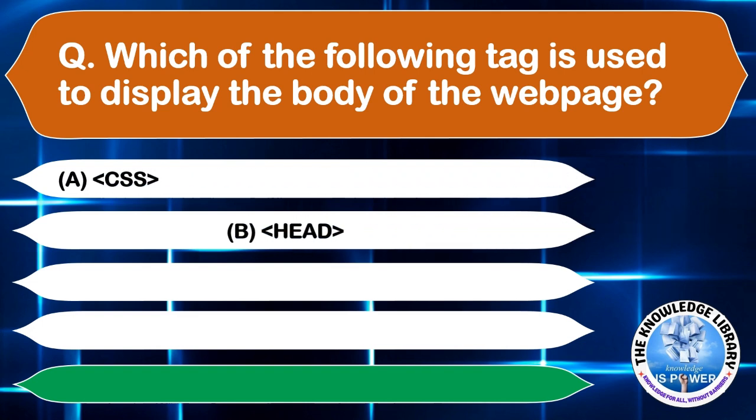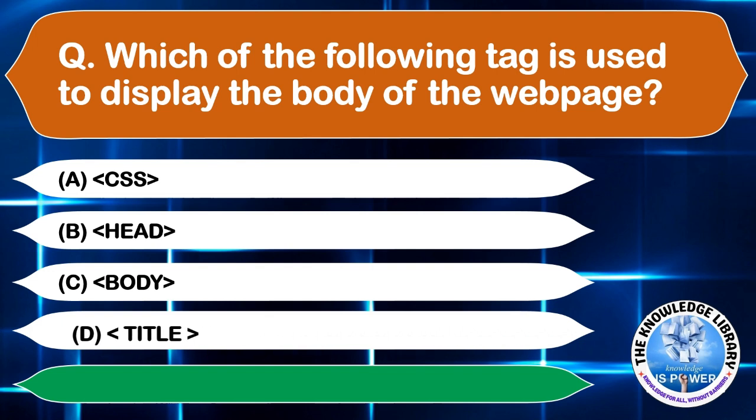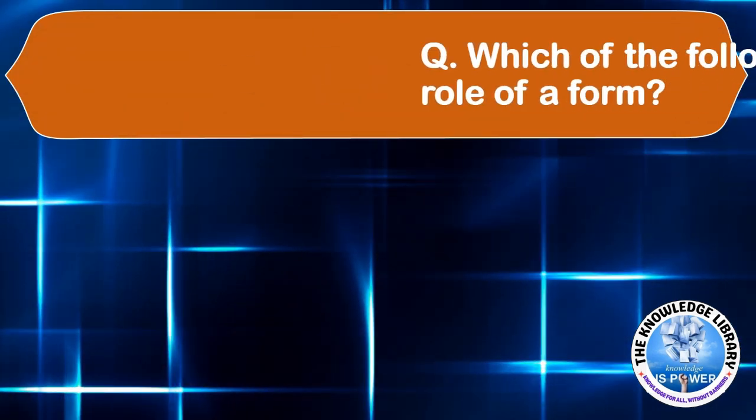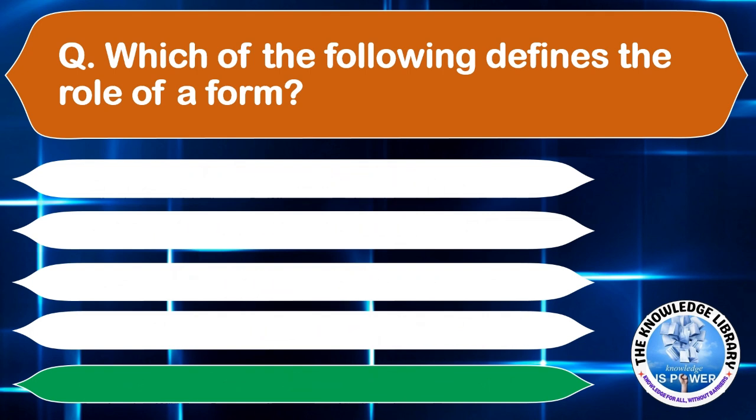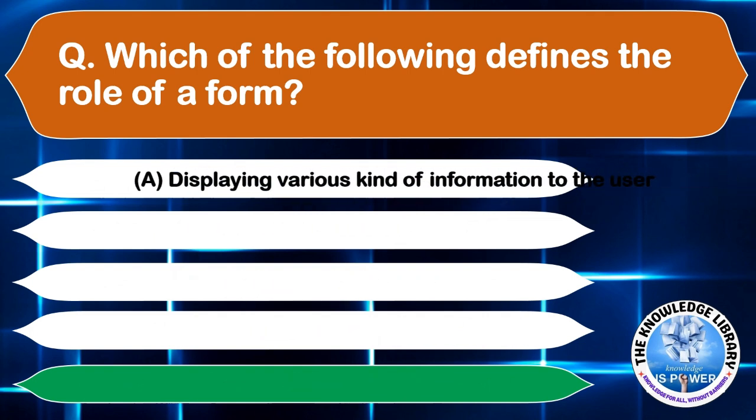The next question is, which of the following tags is used to display the body of the web page? Option A, CSS tag. Option B, head tag. Option C, body tag. Option D, title tag. The correct answer is option C, body tag.